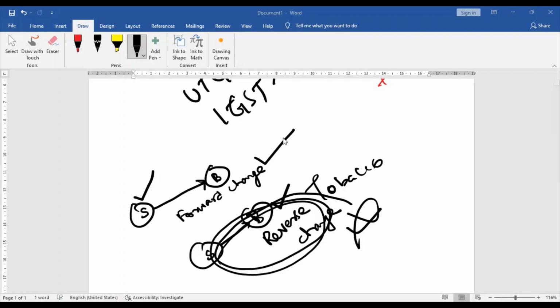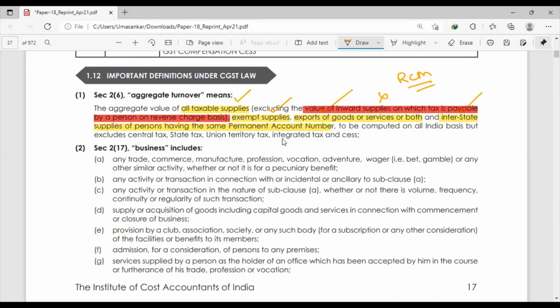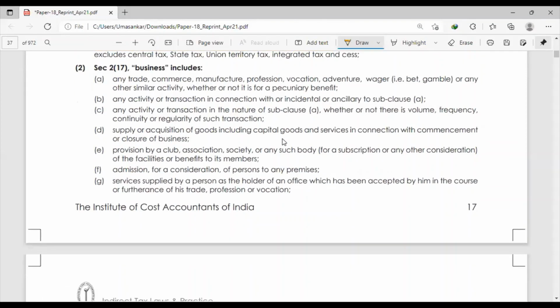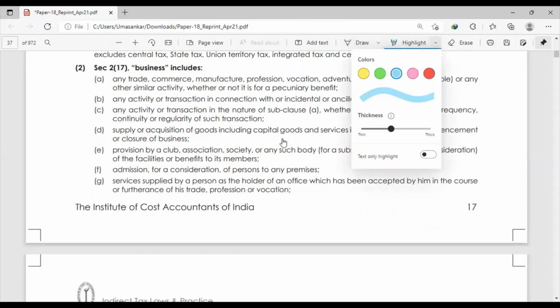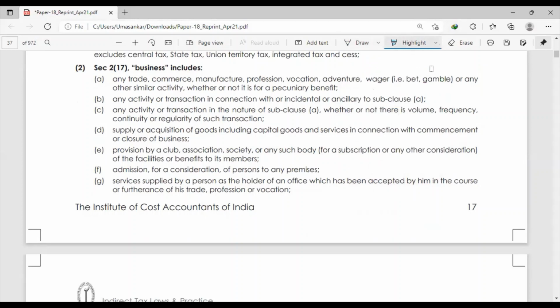Now we'll get to the next definition. The next definition is business, section 2 subsection 17. What is business? This is a very important definition. You need to remember it. What do you mean by business? So it has separate parts. Business means any trade, commerce, manufacture, profession, vocation, adventure or venture or any other similar activity. Okay.